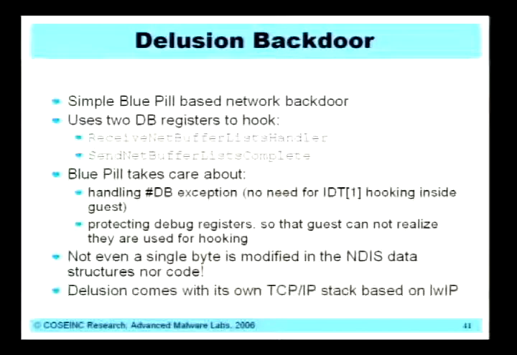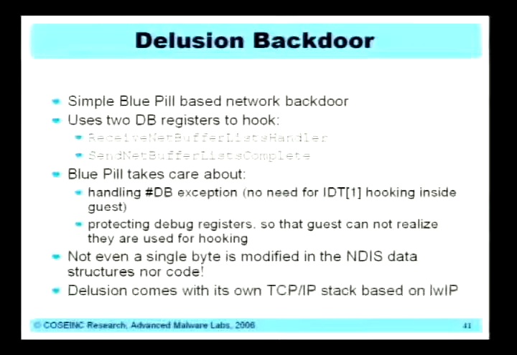And of course, BluePill takes care of protecting those two debug registers, so that if the guest tries to write to those debug registers and then reads, they will behave as if they were not used, right? So they are emulated for the guest. So not even a single byte is modified inside NDIS data structures, nor NDIS code, nor any code or data of the kernel. Here we have BluePill code, and here we have the kernel, data, code, and there are no modifications introduced by this code. This code is just standalone, sitting somewhere here.